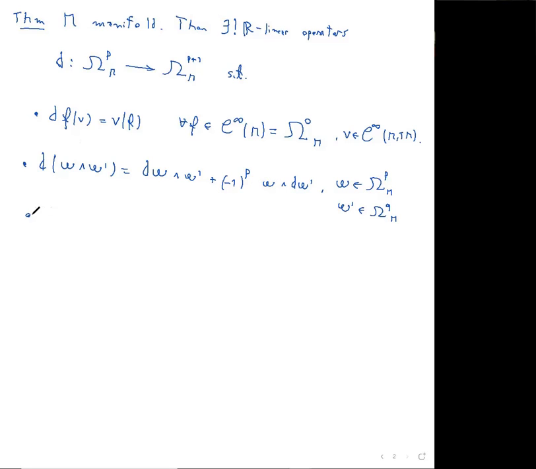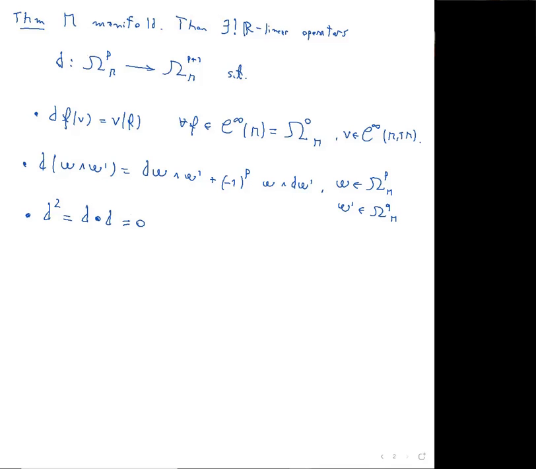And then the last condition, which is perhaps, I don't want to say it's the most important, but it's really useful and relevant, is that if you compose this, usually denoted by d squared, even if technically this is not d squared, but these are two different maps, d_p composed with d_{p+1}, but just denoted by d squared, then this is 0. So it's the 0 operator. It sends any form to the 0 form.